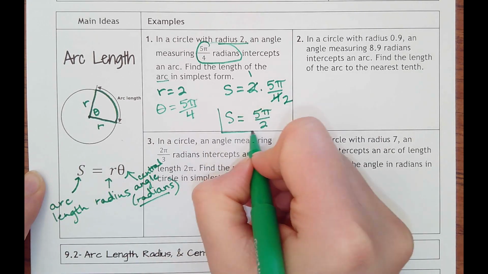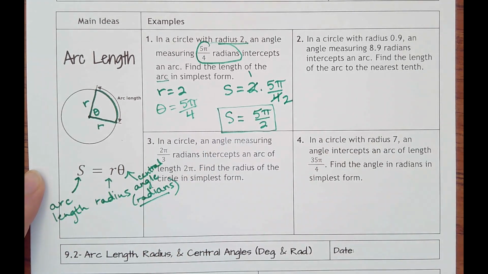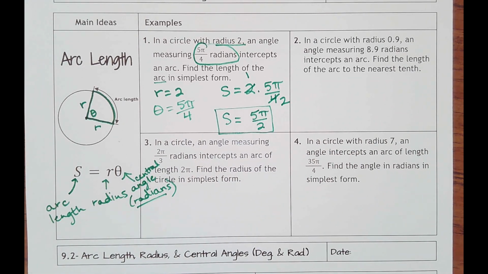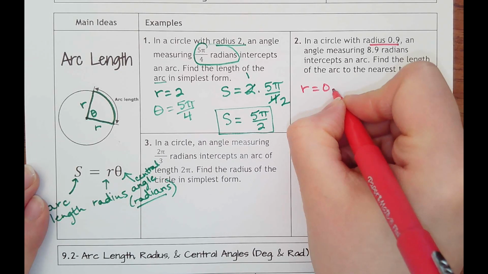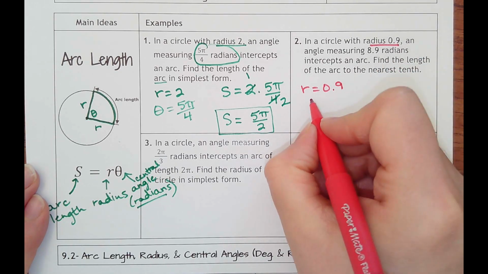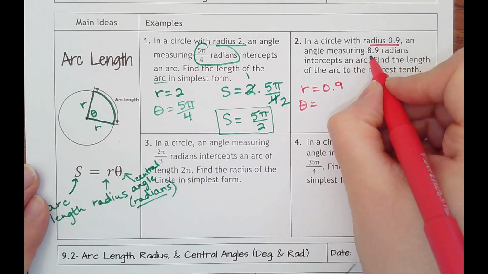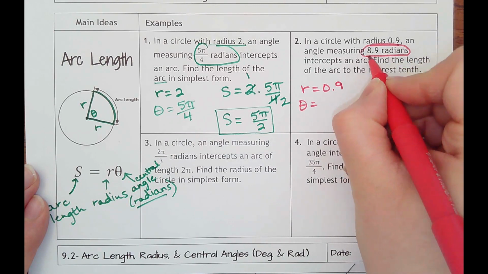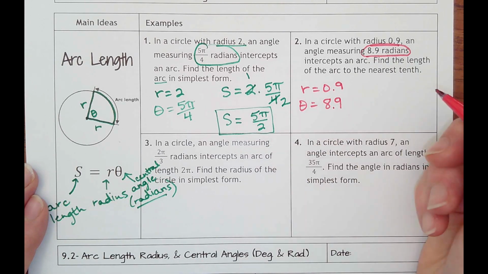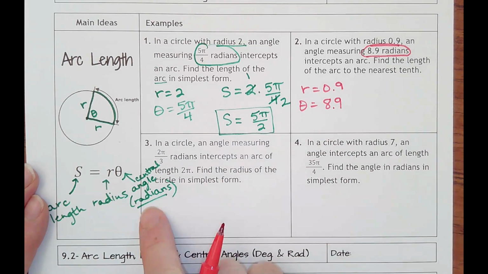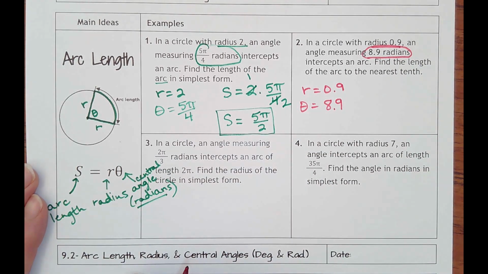If they wanted the decimal, of course, I would take 5 times pi on my calculator divided by 2, but they didn't ask for that. All right, number 2 says we've got a circle. The radius is 9/10, that's how you read that decimal. The angle, so our theta, is 8.9 radians. So even though it doesn't have pi with it, that's still a radian measure, and that's exactly what we needed. We just can't have degrees when we go to plug it in.